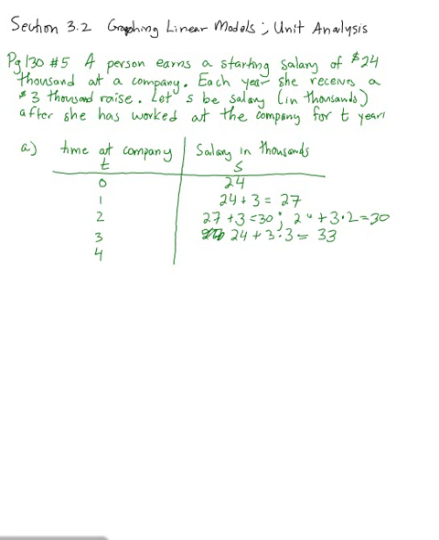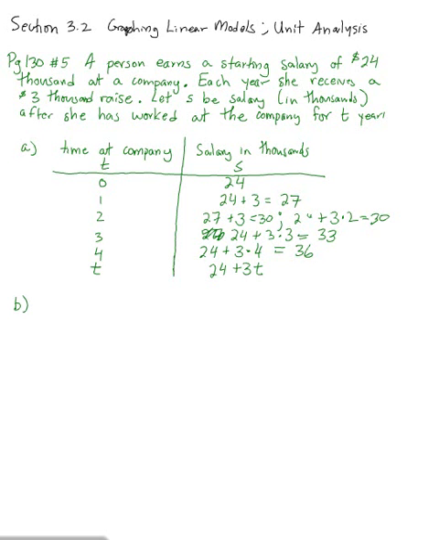And in year 4, she would have $24,000 for starting salary, plus she gets 3,000 times 4 years. So that's 24 plus 12, that's $36,000. And then they ask us, what's the formula for T years? Well, the formula for T years kind of follows this pattern. She starts at $24,000, and then she gets $3,000 for every year.